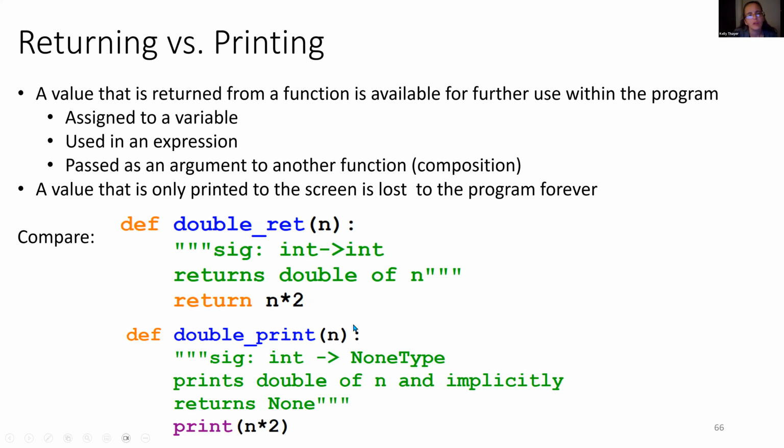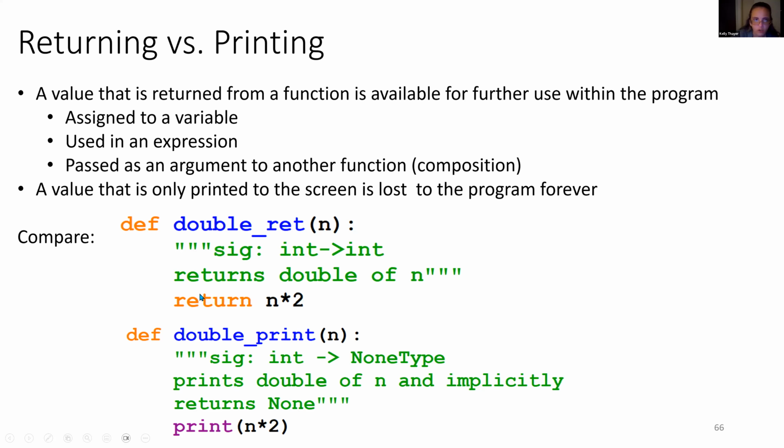They both take some variable called n as an input parameter. This one is going to have the signature int to int, and this one has the signature int to none type. So this one is going to return double of n. So we have n times 2, very simple little program here. If you send up 5, it's going to do n times 2, so that'll be 10, and it returns the value of 10. This one, on the other hand, does something different. It prints n times 2, so it's going to print the number 10 to your screen.